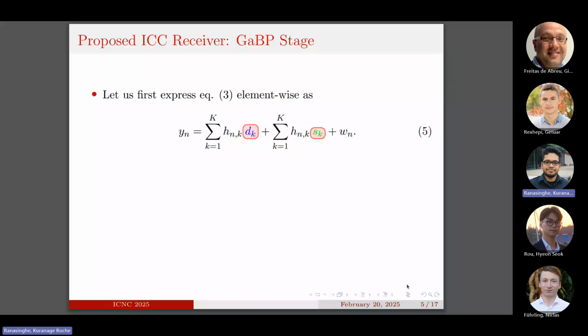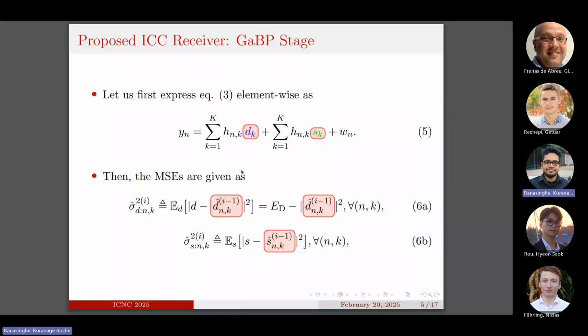And the goal of the receiver is going to be to estimate these Ds and this f of s. So we can first express the equation that we had before element-wise, which is just to say that y_n can be expressed as seen in equation 5. And then the corresponding mean squared errors are given as in equation 6. As you can see, we have a typical MSE definition for the data. If it comes from a discrete alphabet, it can also be written in this form as seen. And the same goes for the computing signal.